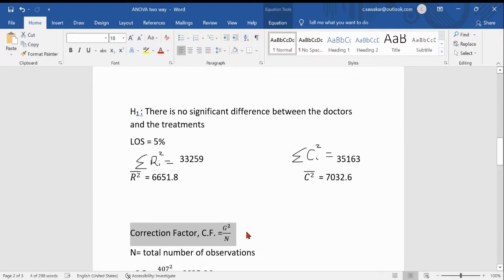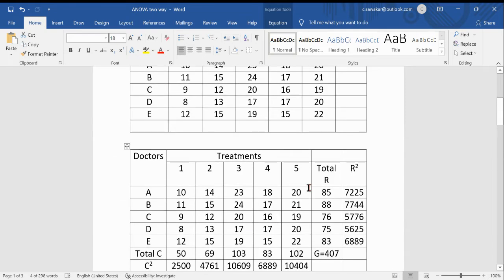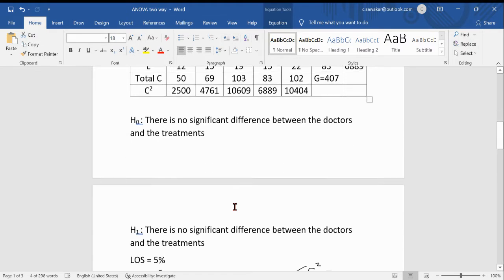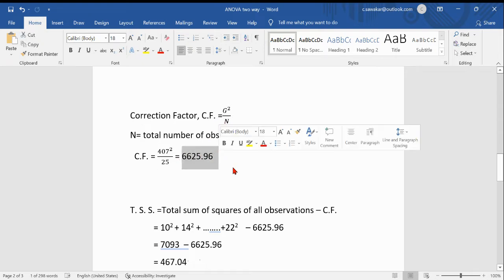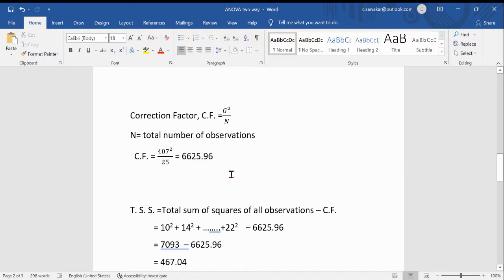Okay, so G square upon N, where N is the total number of observations. Now in this case, the total number of observations is 25, since there are 5 treatments and 5 doctors. So 5 into 5, 25 observations in total. So I get my correction factor to be G square, 407 the whole square, divided by N, that is 25, and I get it to be 6625.96. Okay, so this step is over.